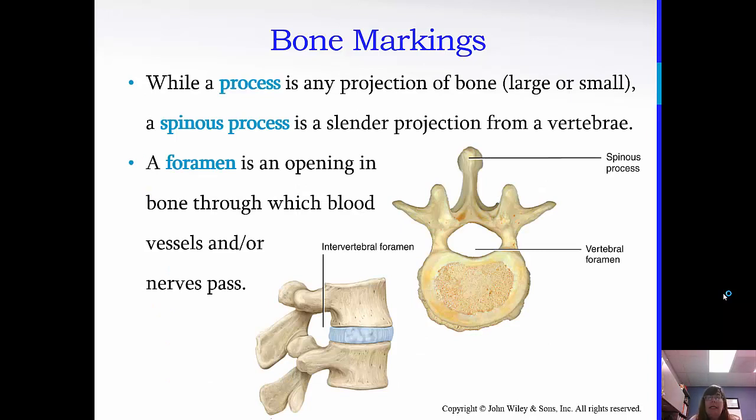A process is basically any projection of a bone, whether it's large or small. A spinous process is a slender projection from a vertebrae, and then a foramen is an opening in the bone through which blood vessels and nerves can pass. You can see the vertebral foramen on that vertebrae, the big opening, which is where the spinal cord passes through. And then on the side there, the intervertebral foramen, which is where your nerves kind of come out from the spinal cord.